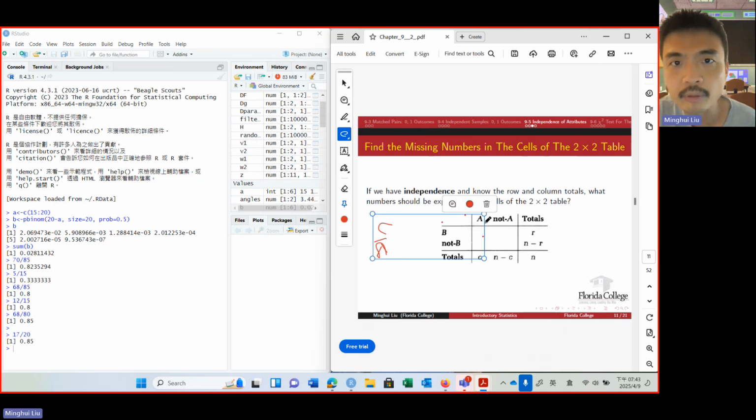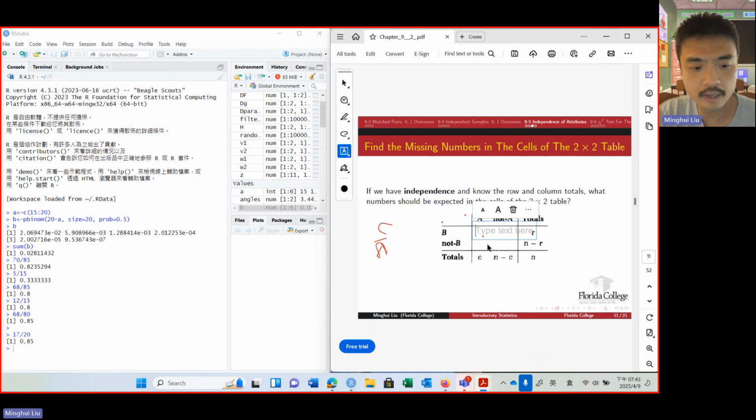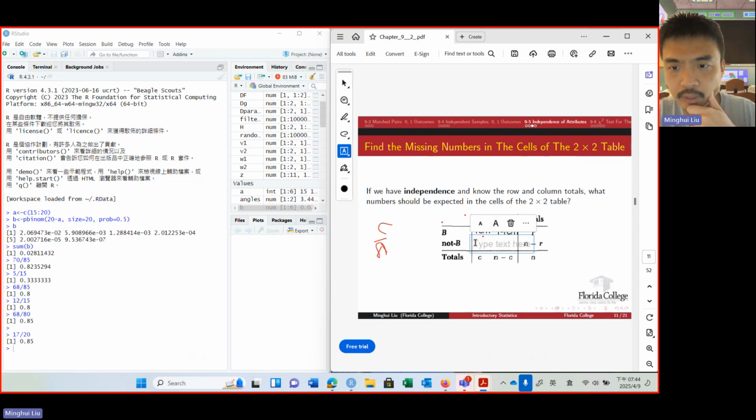Actually, I'm having a little bit of trouble, so I will just use the type tool, and I'll just type it. This number here should be R times C over N. So this is the first missing number right here. And then the second one, of course, will be R minus this number, RC over N. So this is the second missing number. The third one will be C minus RC over N, because the total for these two entries would be C.